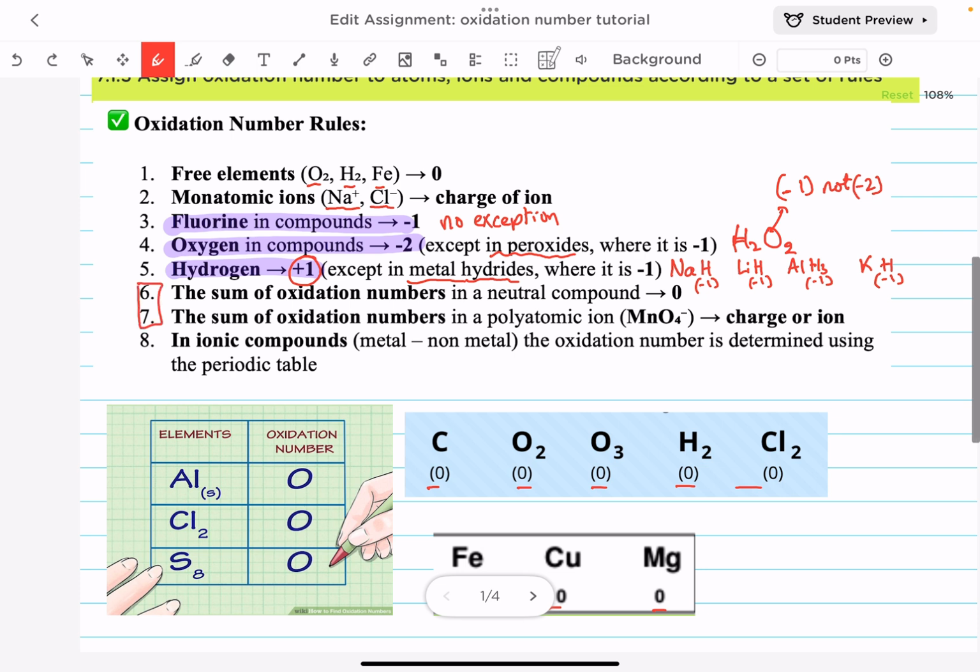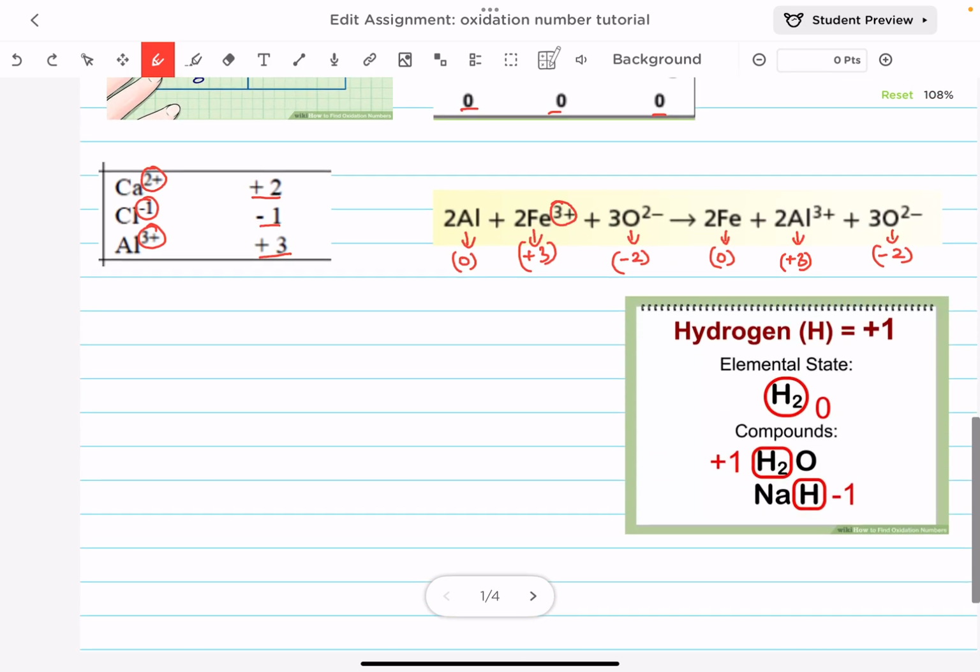Now, the last two rules will help you to determine the oxidation number of what I did not mention in these rules. If I have a compound, I talked about O, I talked about F, I talked about H, but I didn't talk about the rest of the elements. So you can use rule 6 and 7 to calculate the oxidation number.